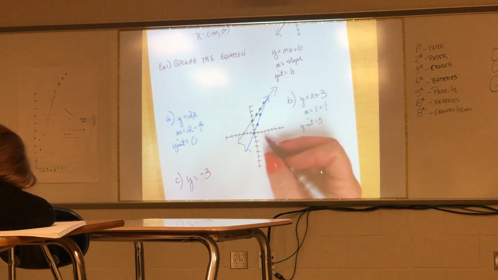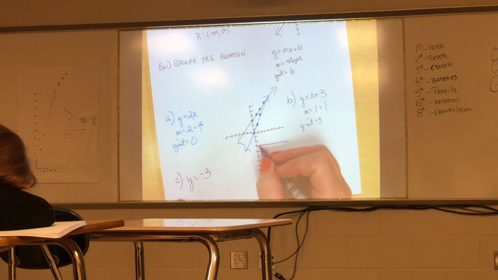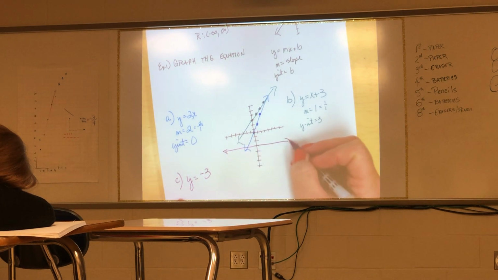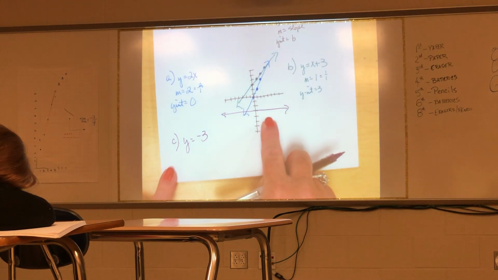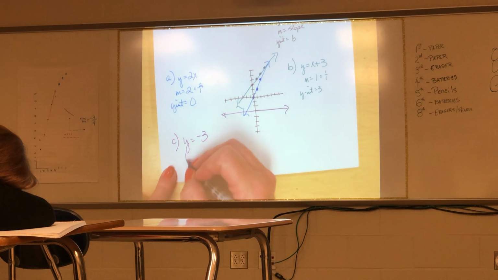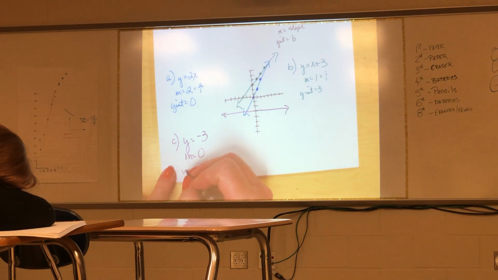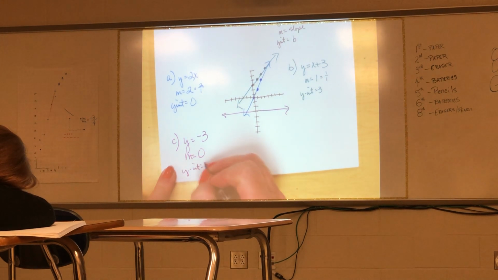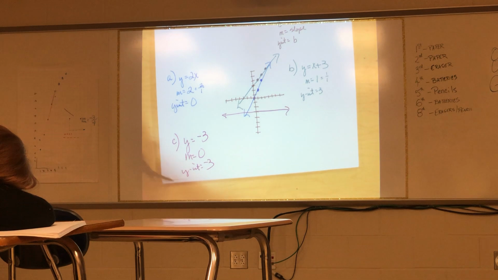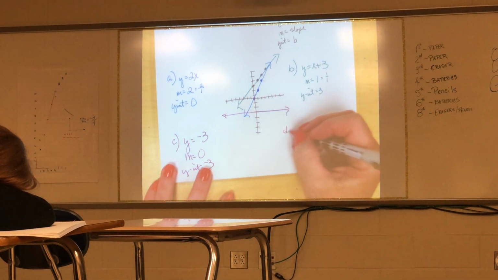Let's see. y = -3, so I'll draw him right here. Sometimes it helps to draw him first. Okay, so there he is. What is my slope? 0. How many X's do you have? 0 X's. Okay, what's my y-intercept? -3. Perfect.